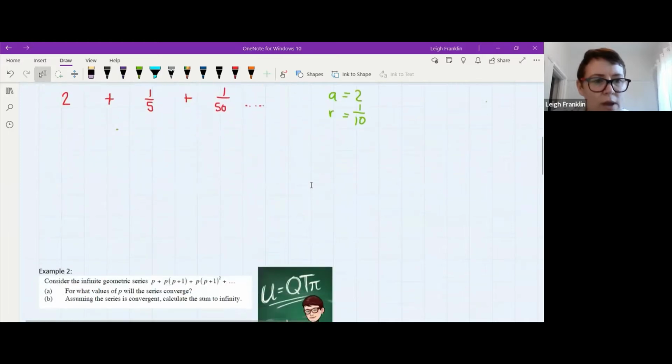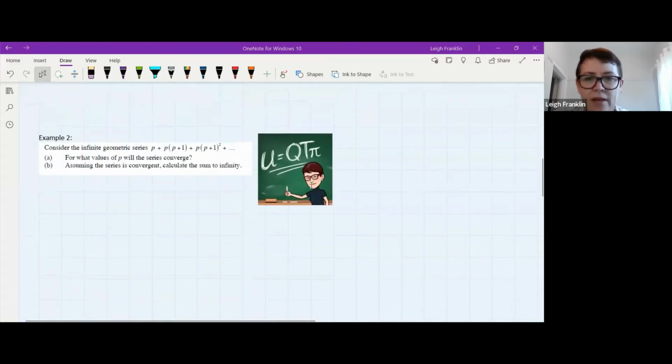All right, so where were we? Oh, we're over here. Okay, now this is something that we love to ask in sum to infinity. And this particular question has got P's in it. So consider the infinite geometric series P plus P times (P plus 1) plus P times (P plus 1) squared plus etc. They want us to calculate the values of P for which the series will converge.